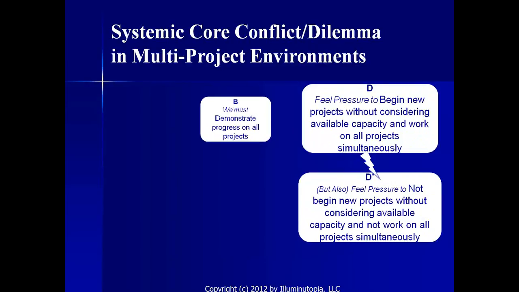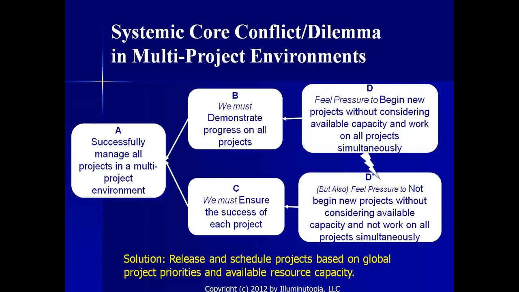So what is the core conflict in a multi-project environment? In order to successfully manage all projects in a multi-project environment, we must demonstrate progress on all projects. In order to demonstrate progress on all projects, we must begin new projects without considering available capacity and work on all projects simultaneously. In order to successfully manage all projects in a multi-project environment, we must ensure the success of each project. In order to ensure the success of each project, we must not begin new projects without considering available capacity and not work on all projects simultaneously.